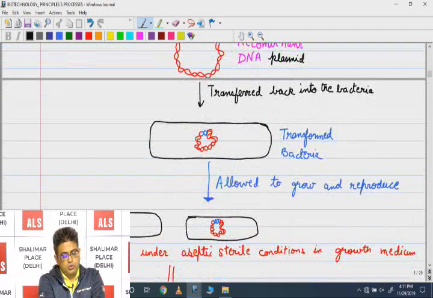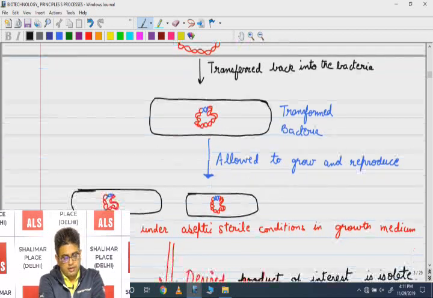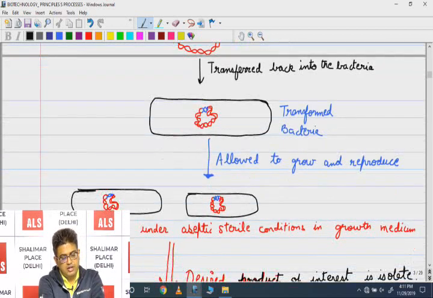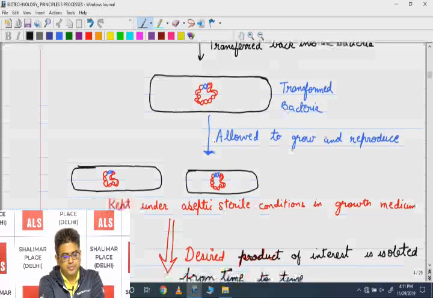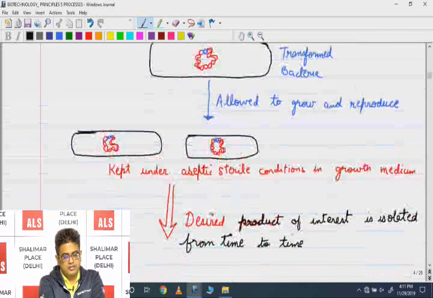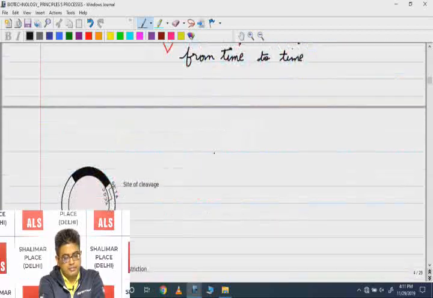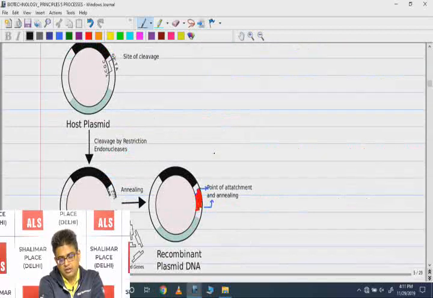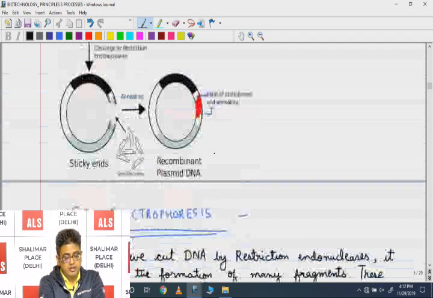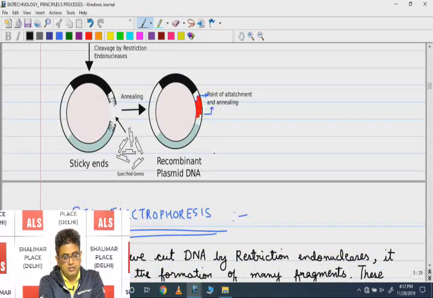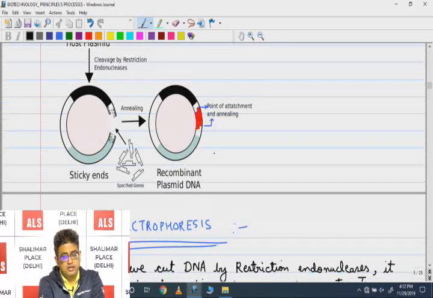It is allowed to grow and reproduce, and it is kept under aseptic sterile conditions in a growth medium, and after this it is isolated from time to time. After isolating it, we have to make it multiply, make it divide, and this means that we can exploit it, to use it in any way possible.